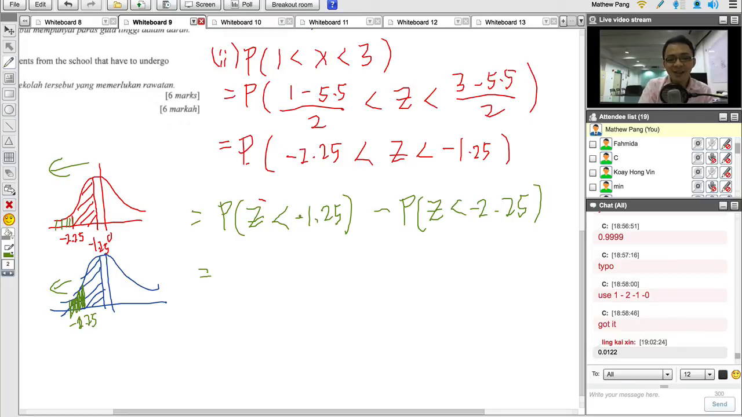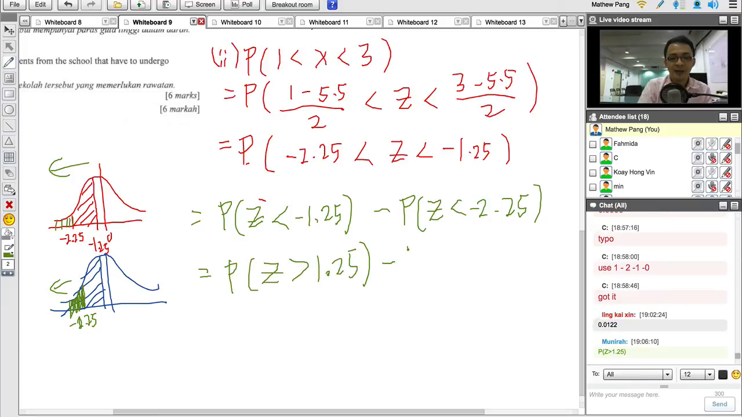Alright, so I said less or negative happen at the same time. You can change to bigger, 1.25. And this one, if less or negative happen at the same time, will be 2.25. 2.25 we got just now. So now we have to find for 1.25.